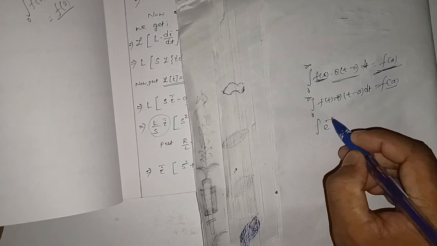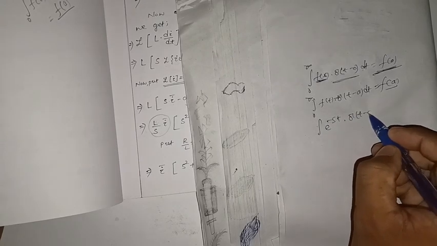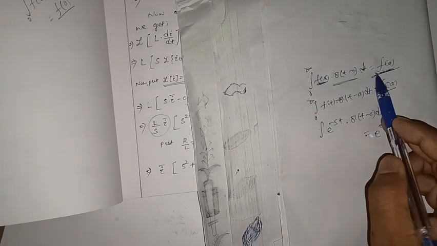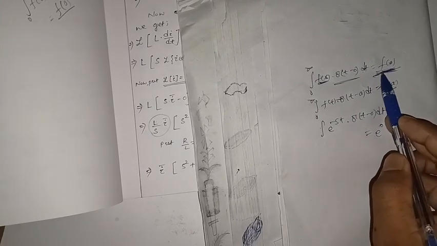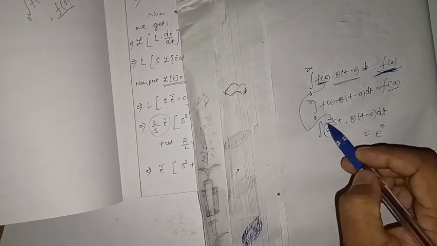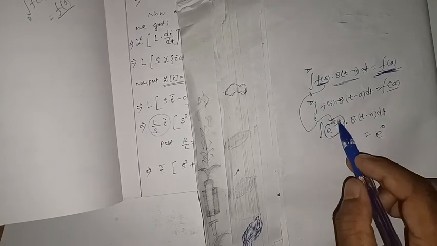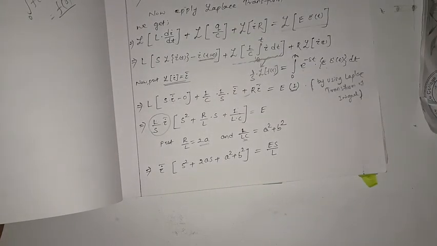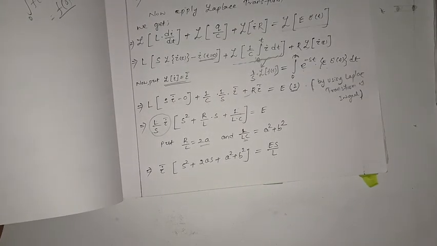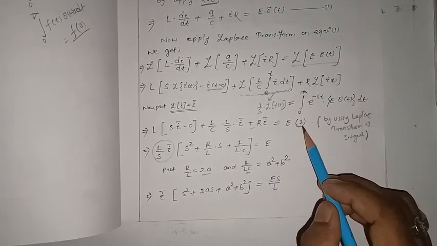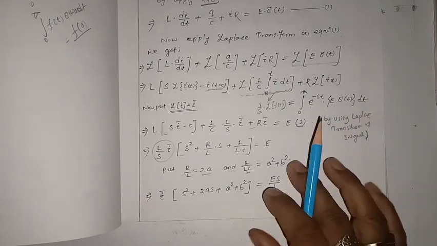That means e to the minus st into delta t minus 0 dt will be nothing but e to the power 0. Here f of 0, according to this property, f of t is nothing but this value. So instead of t, if I put 0, e to the 0 will be equal to 1. So the integration from 0 to infinity of e to the minus st delta t dt will be 1, and E is taken outside. Okay.